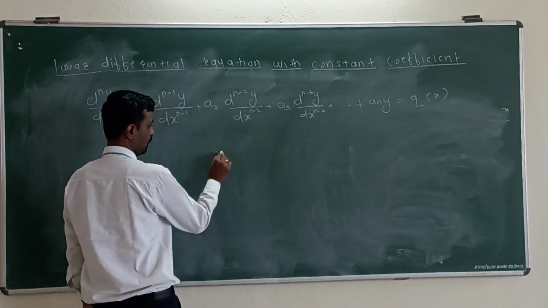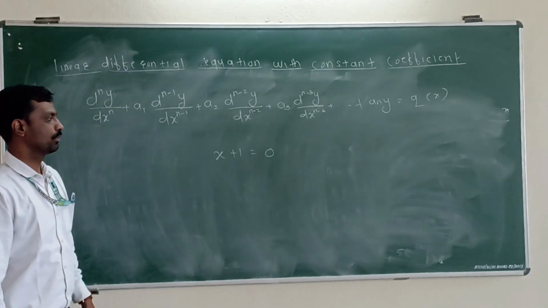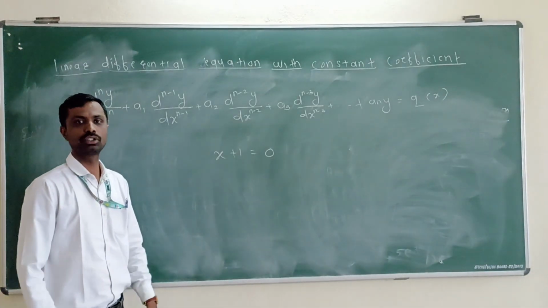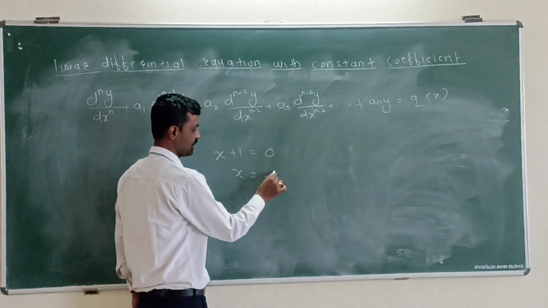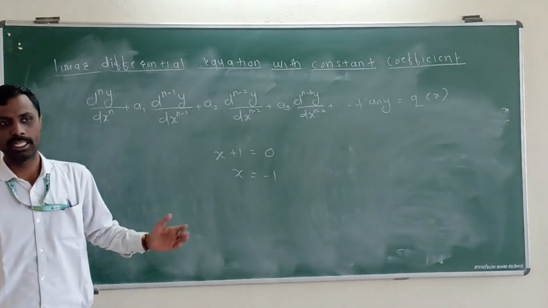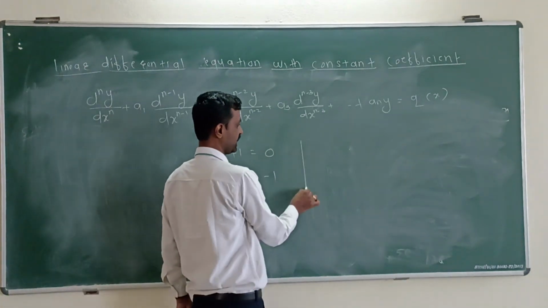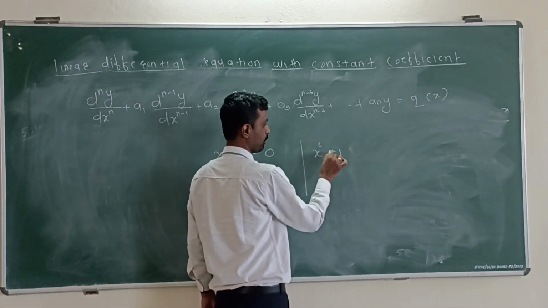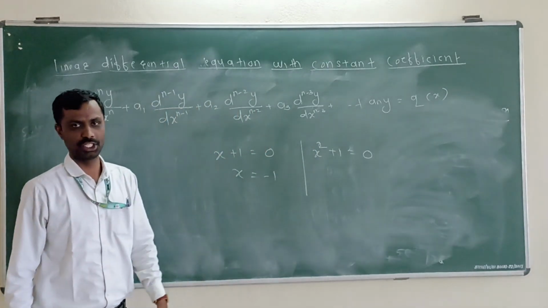Suppose there is x plus 1 is equal to 0. That type of expression is called an equation. This can be written as x is equal to minus 1. Again, another example, x square plus 1 is equal to 0. This is another equation.